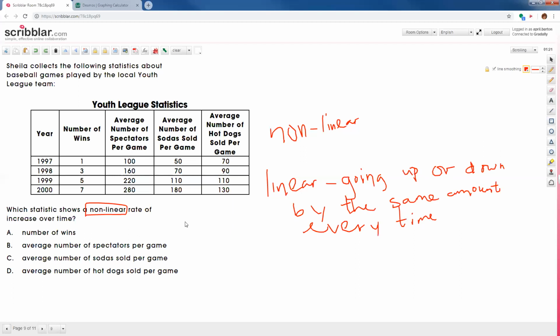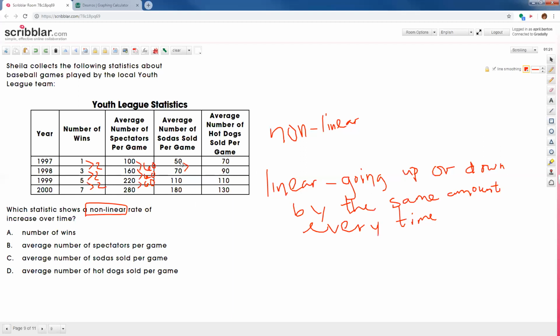It won't be the average number of spectators. Let's see, spectators, yep, you're right. It would not be because you go up by 60, go up by 60 again, go up by 60 again. You're going up by the same amount every time. And you probably already thought about the number of wins and said, oh, I'm just going up by 2 every time. Right.